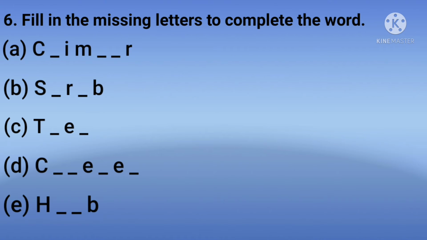Question number 6. Fill in the missing letters to complete the word. Number A. C-I, M-R. Can you tell what is the word? Yes, it's climber. C-L-I-M-B-E-R. Climber. Number B. S-R-B. And the word is shrub. S-H-R-U-B. Shrub. Number C. T-E, and the word is tree. T-R-E-E. Tree.